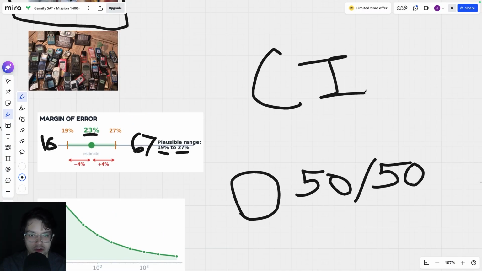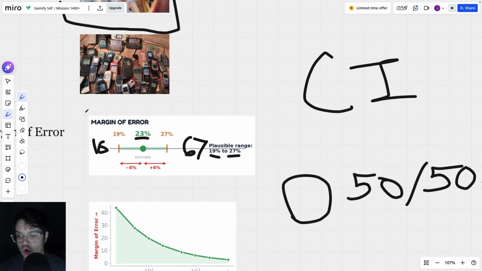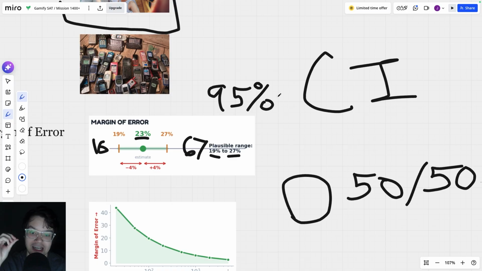This is not really too important for the SAT in its current form, but it's another way you can kind of qualify this information. So what you could say is like, hey, we have a margin of error of 4% with a 95% confidence interval. So what that would be saying is that we're basically 95% sure that it is in between 4% higher, 4% lower than 23. We're 95% sure of that.